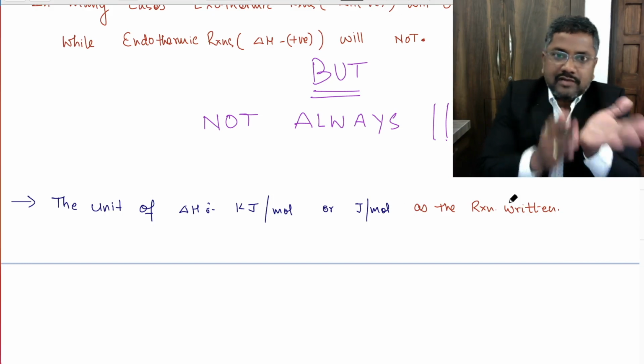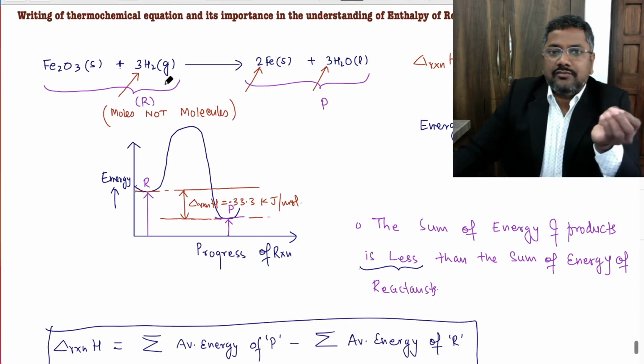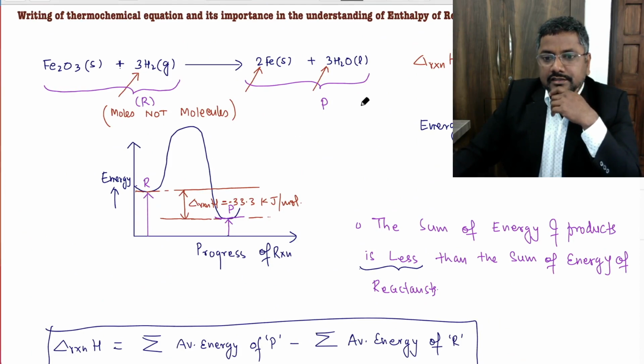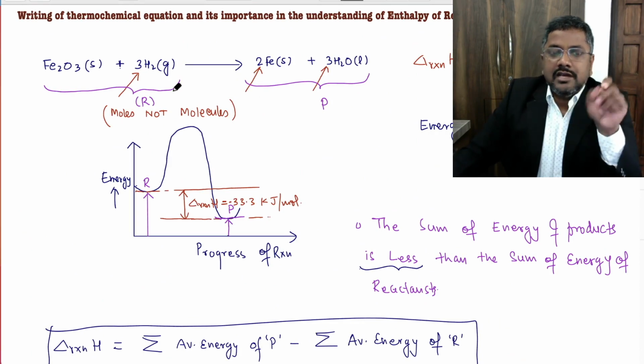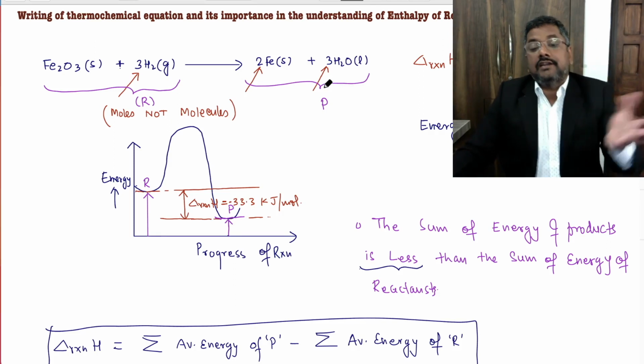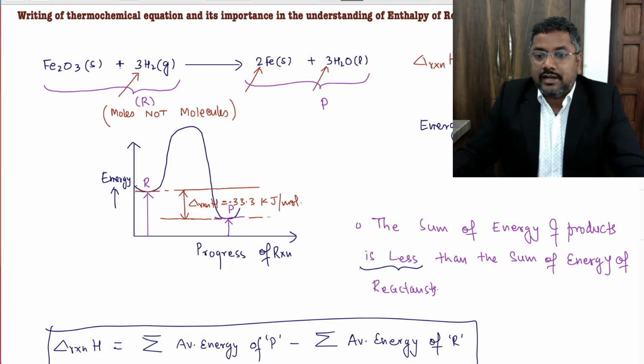This is not per mole of Fe2O3, or per mole of hydrogen, or per mole of iron, or per mole of water. This is for 1 mole of Fe2O3 involving 3 moles of hydrogen for getting 2 moles of iron and 3 moles of water. So this is the meaning. This is the convention, the method to write the unit of delta H for any given reaction.